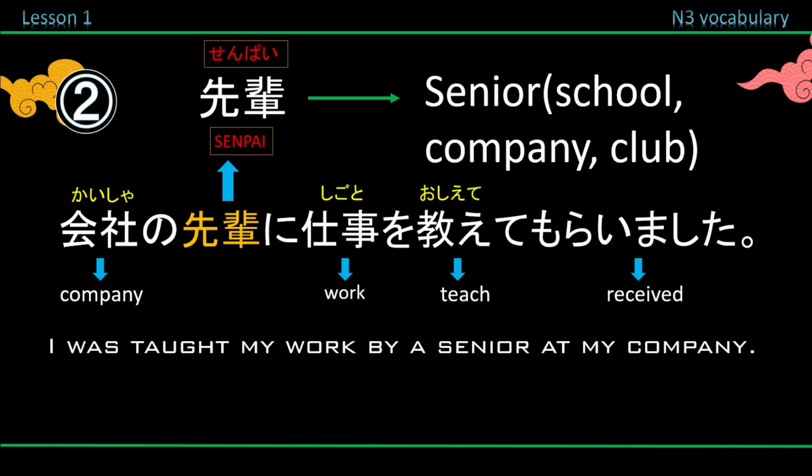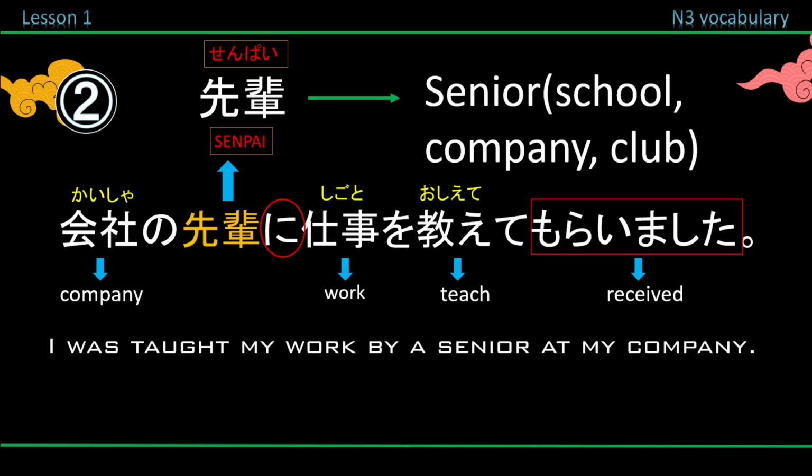Now, here is something very important. Pay close attention to the particle used in this sentence. There is a simple rule you should always remember. If the sentence ends with もらいました, you must use the particle ni for the person who gives the action. So make sure you remember this rule. I think it is very important for the JLPT exam.